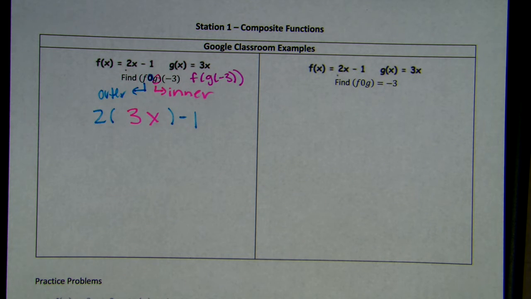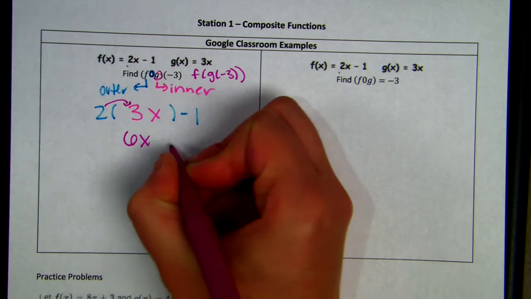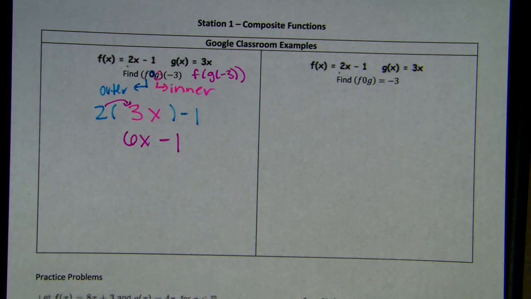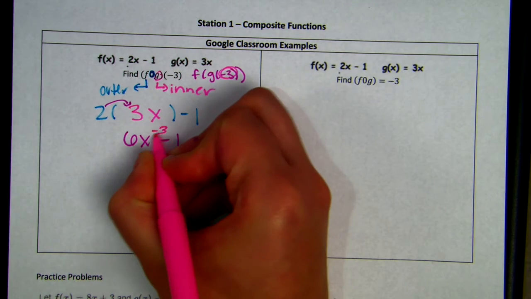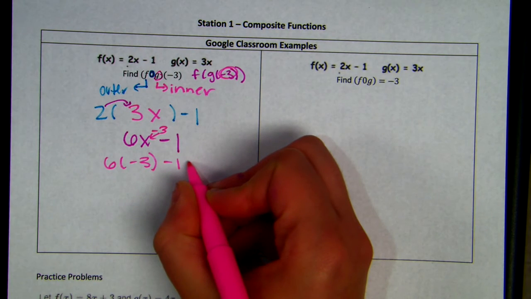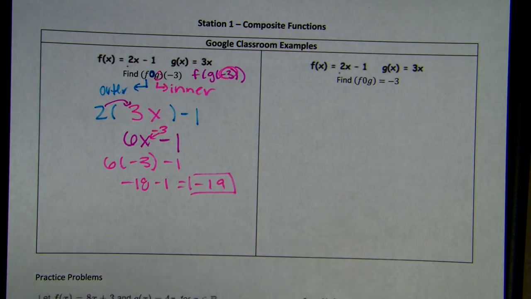The next thing we're going to do is multiply these two together. 2 times 3x is 6x. Bring down that minus 1. If this problem said f of g of x, we'd be done here. But we see this negative 3, so I can plug negative 3 in for x. I have 6 times negative 3 minus 1. That's negative 18 minus 1, which equals negative 19. If you have any questions at this point, you can call me or Miss Ava over. We'll be walking around. I forgot my answer key somewhere, so we're going to say that's right.